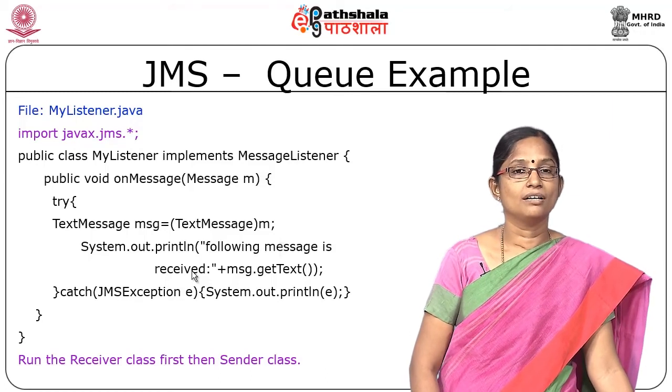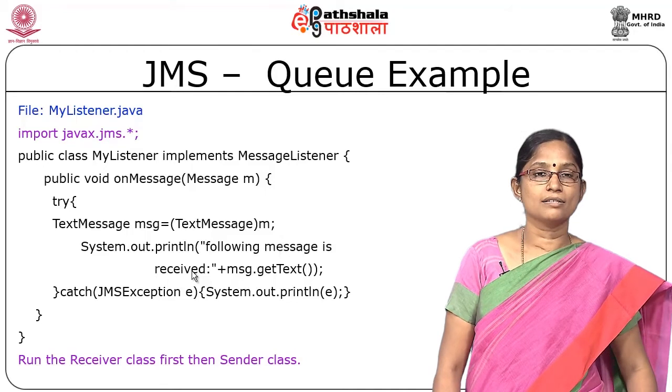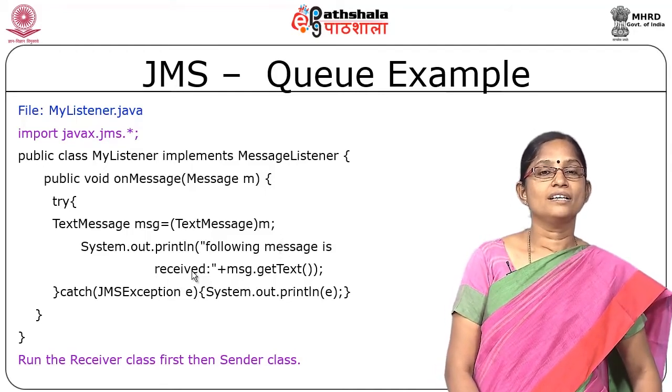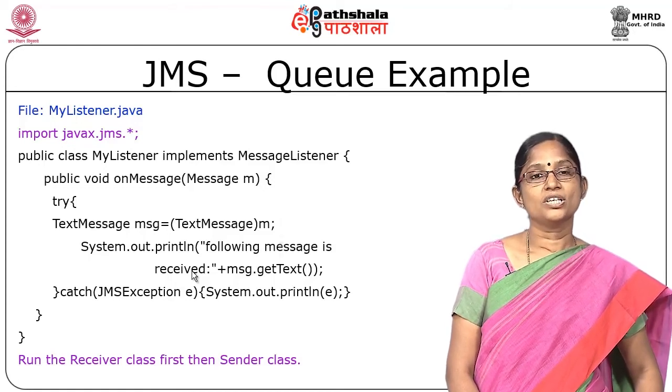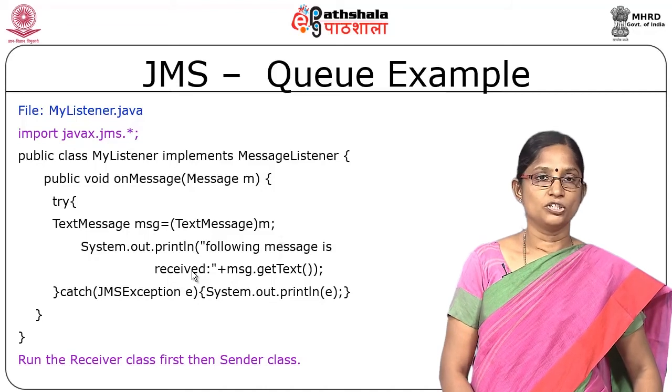Then first we have to run the receiver class. Then we have to run the sender class. If both the sender and the receiver class are live, the sender can send a text message and the receiver can receive the text message and display it. So this is a sample program for the Java Messaging Service implementation.